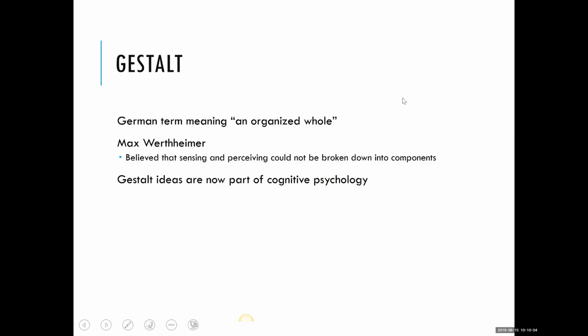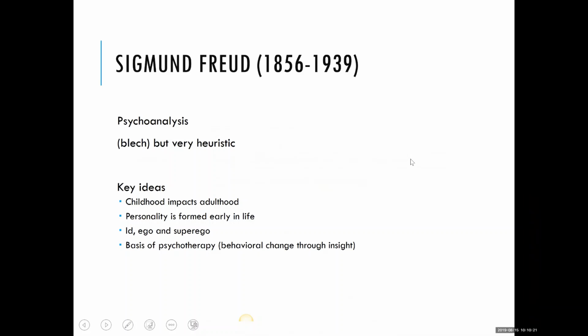There are a number of Gestalt ideas that are now a part of cognitive psychology, and we'll touch on that later on in a coming chapter. I believe it's chapter 5 when we talk about sensation and perception. There are some pretty neat Gestalt ideas that we still use today when we discuss perception.